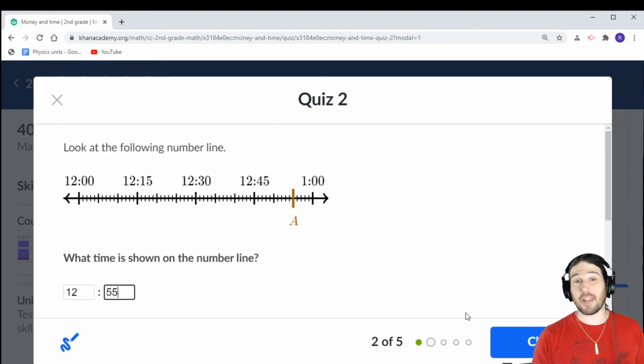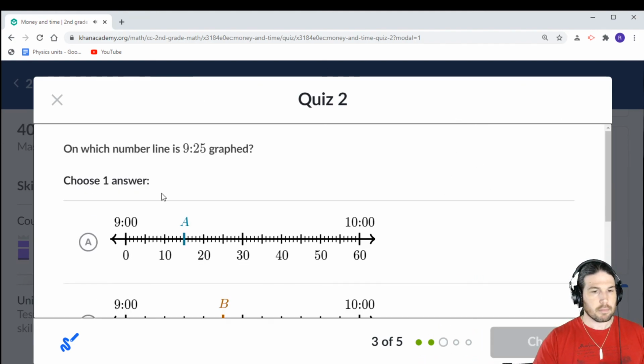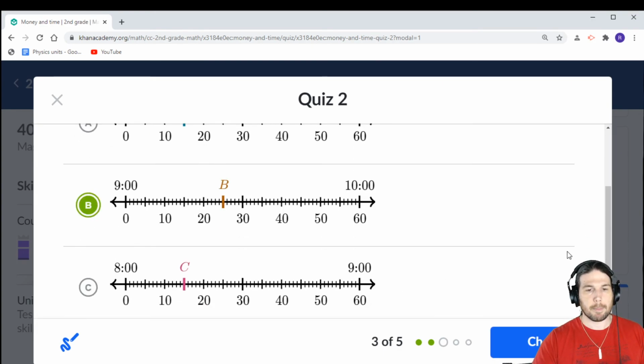Another thing about time that's really cool is it goes up to 12 and then resets to 1. That's called modular arithmetic, and it's super advanced, and you can dig really deeply into it and its consequences, which of course we're not going to do in 2nd grade. 9:25 should be right after 9:20, so that would be B.